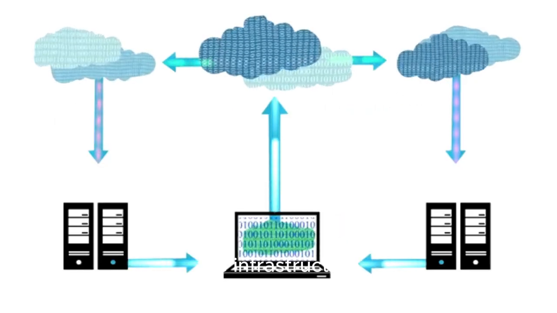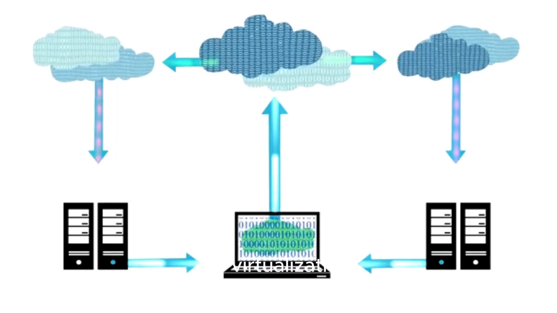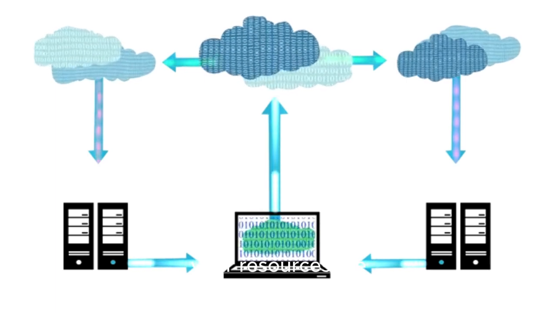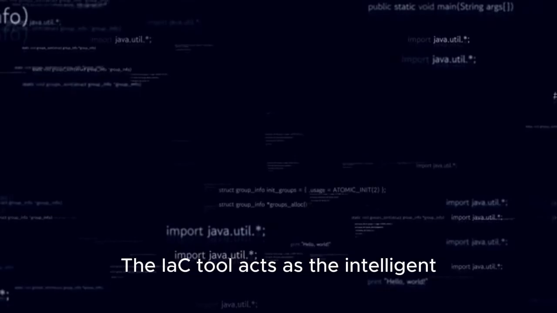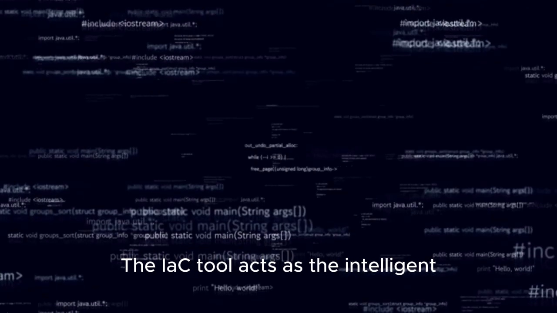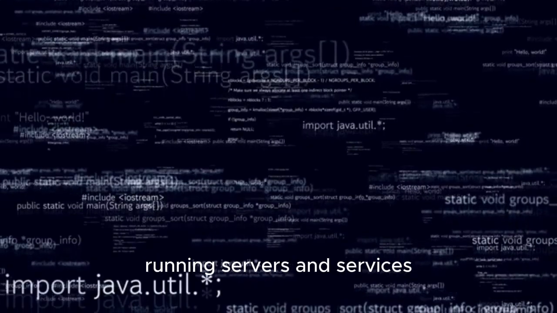Finally, you have the infrastructure platform, which is the cloud provider or virtualization environment where your resources are actually created. The IAC tool acts as the intelligent middleman, translating your code into real, running servers and services.